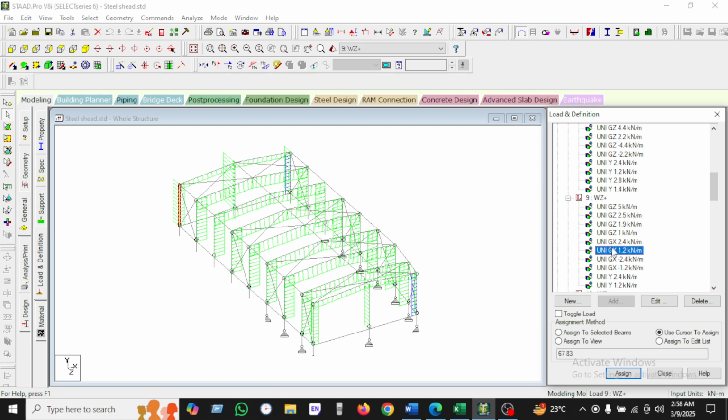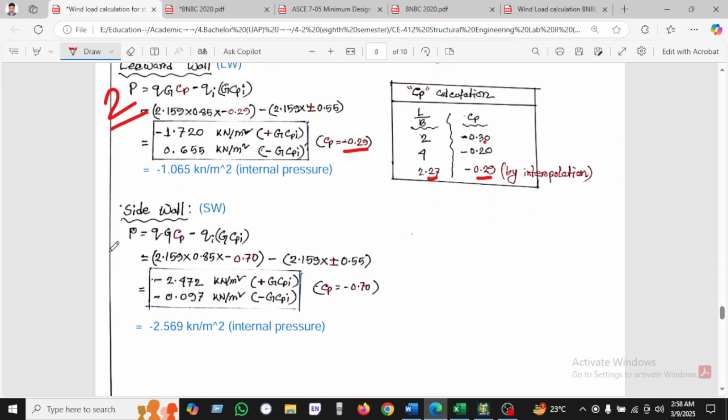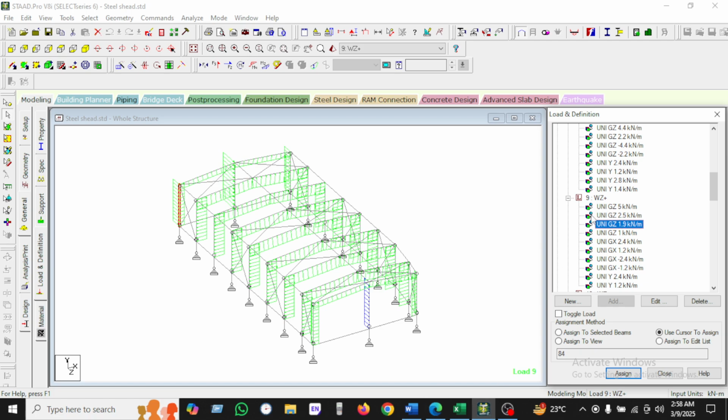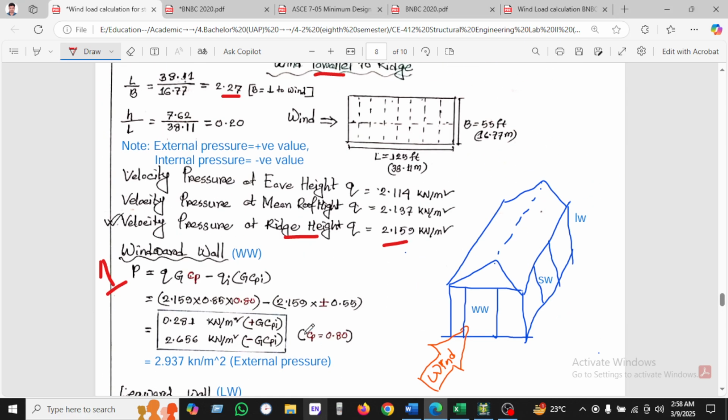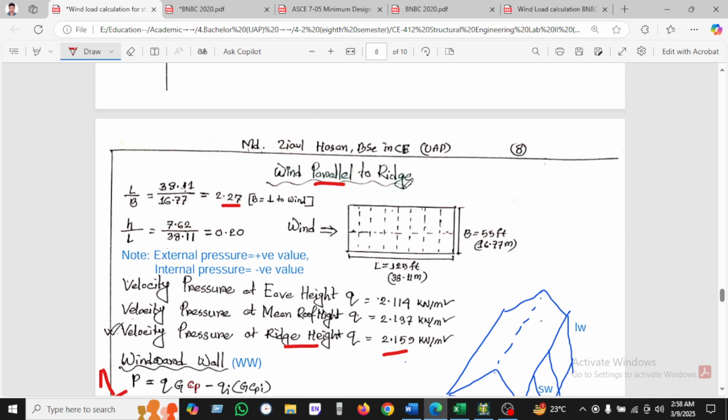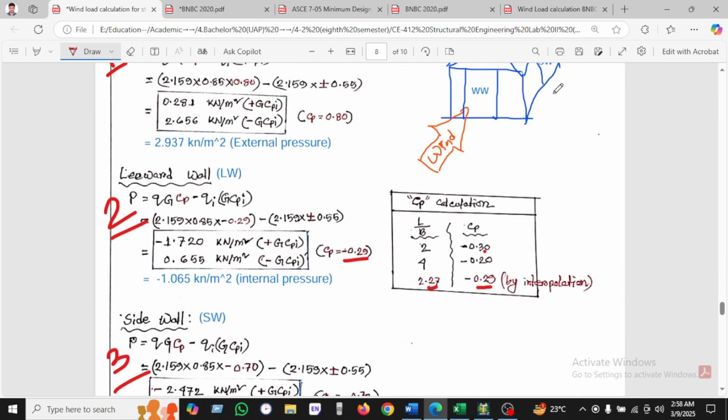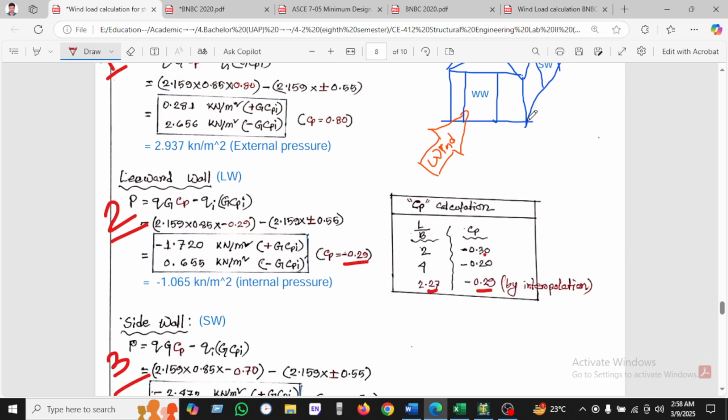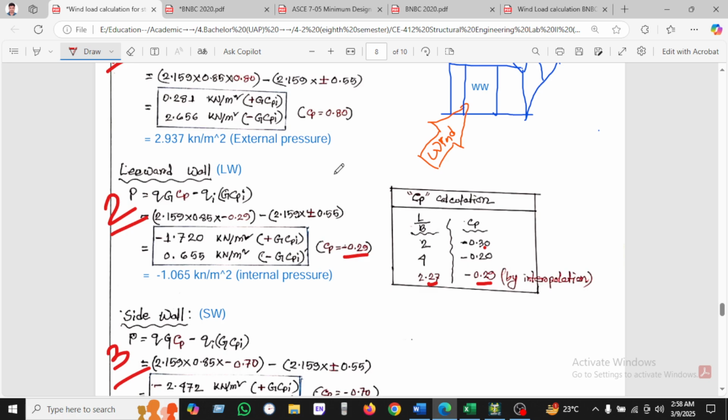This is the leeward we have been seeing. This is the leeward we have been using here after calculation. And number 3 will be sidewall. So what will be sidewall? Sidewall will be like this, and this will be sidewall, as we are considering when load is coming parallel to the ridge. This is parallel to the ridge. That's why this will be sidewall, and that will be sidewall.